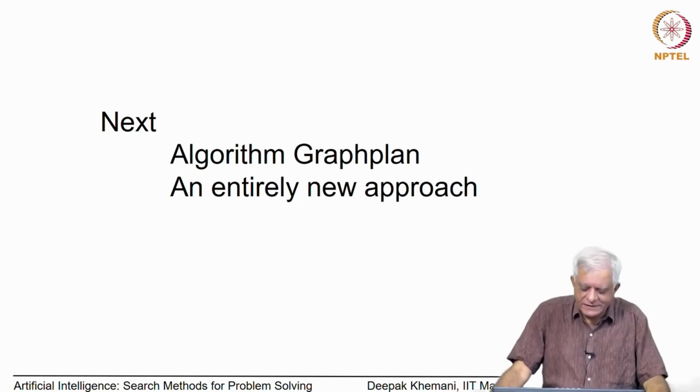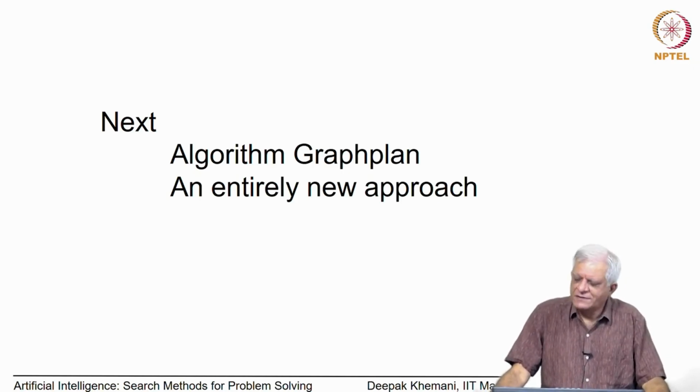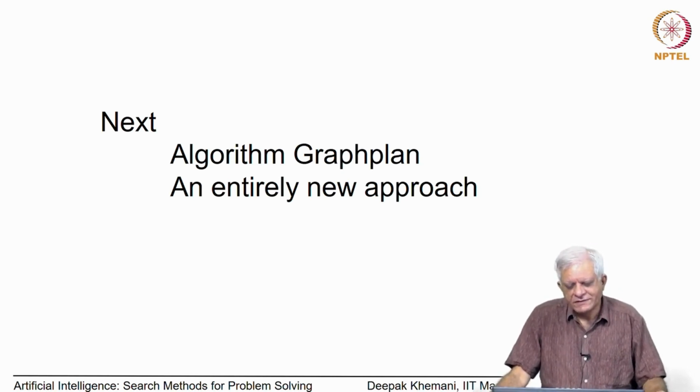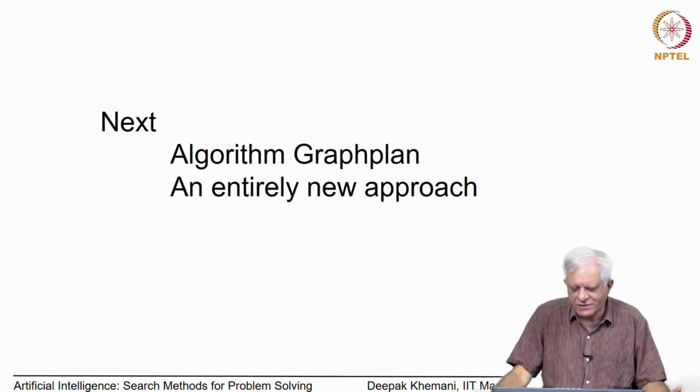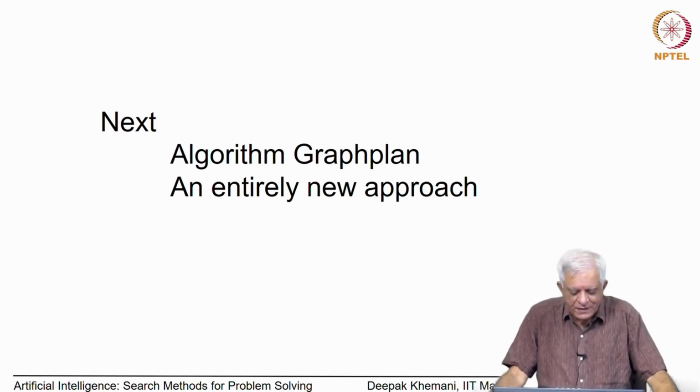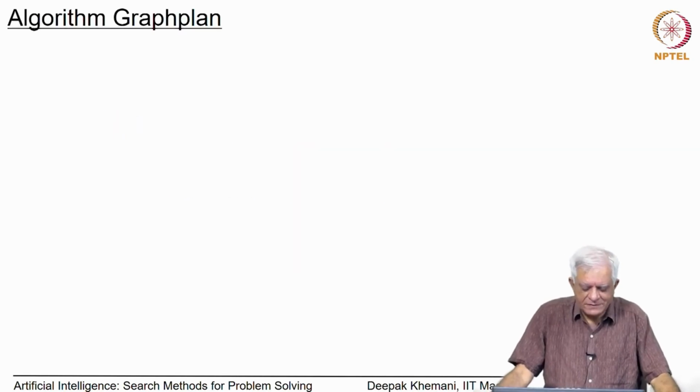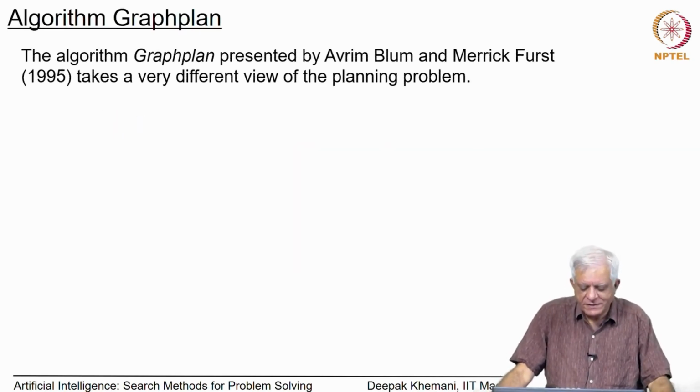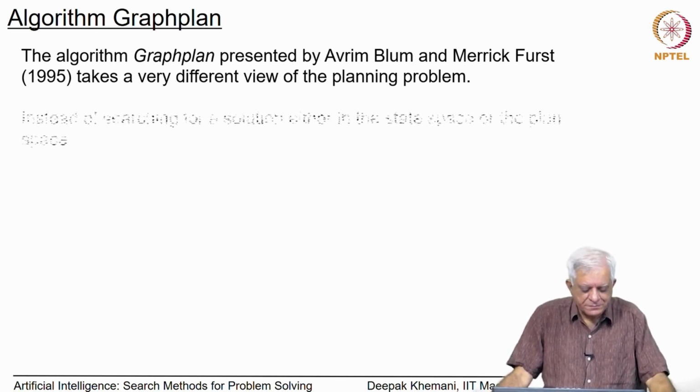So, what we want to now consider is this algorithm called graph plan, which kind of revolutionized the whole world of planning, because using techniques that evolved around that time, people could construct much longer plans than earlier, and that gave a kind of a boost to research in planning. So, let us study this algorithm graph plan. It was presented by Blum and Furst in 1995, and as I said, it takes a very different view of the planning problem.